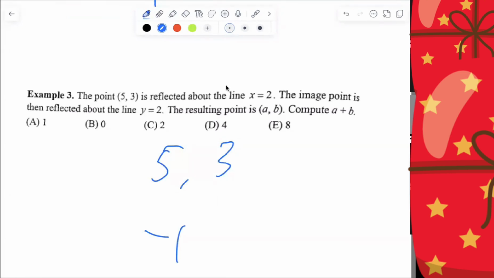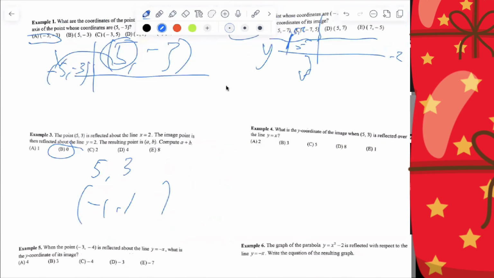Now for y equals 2, 3 is 1 away from 2. So the reflected point is going to be 1 away from 2, or 1. So (-1, 1) is our answer. Add them up, you get 0, or B.